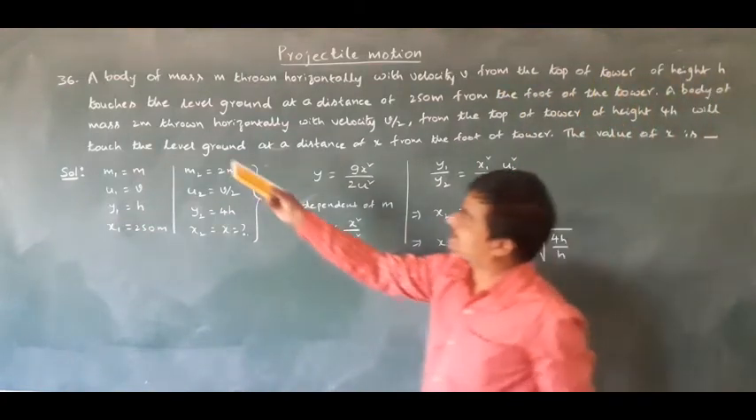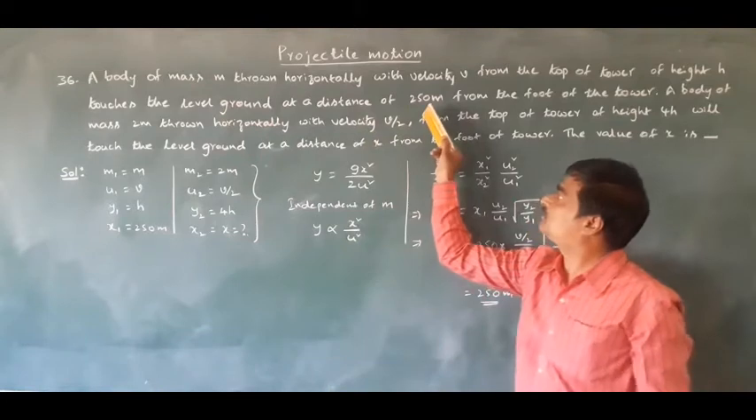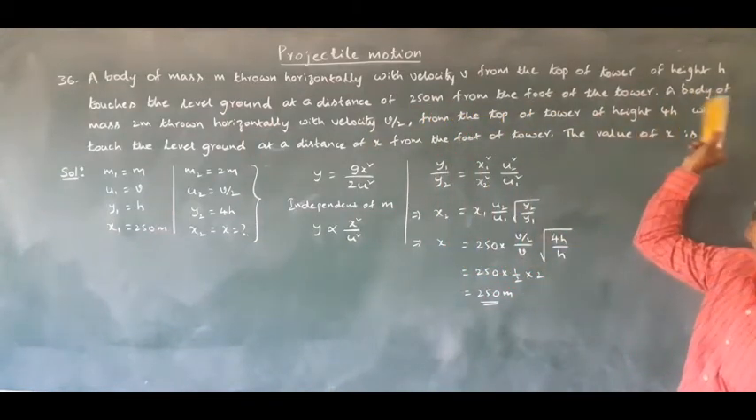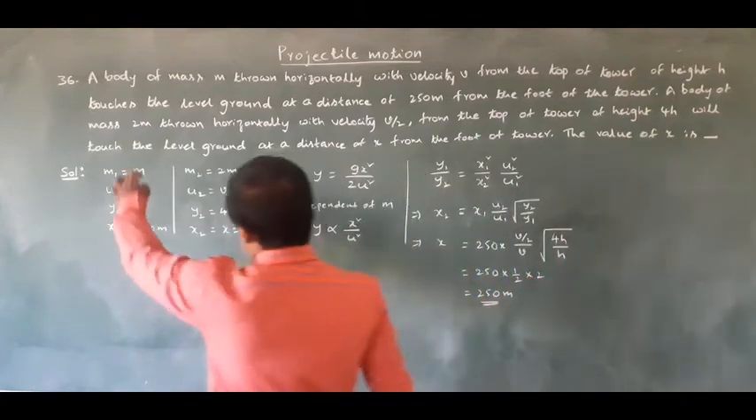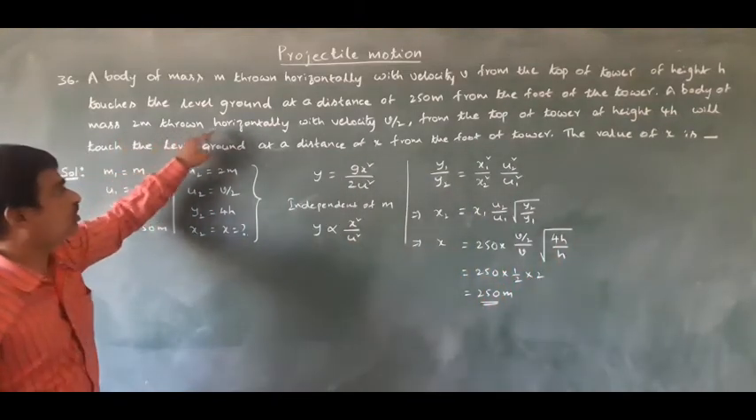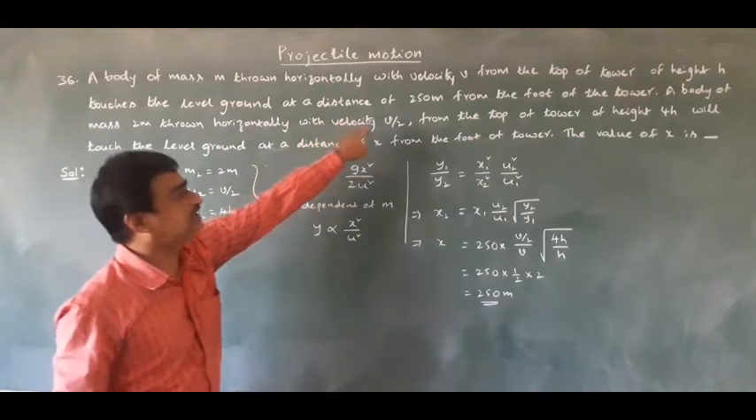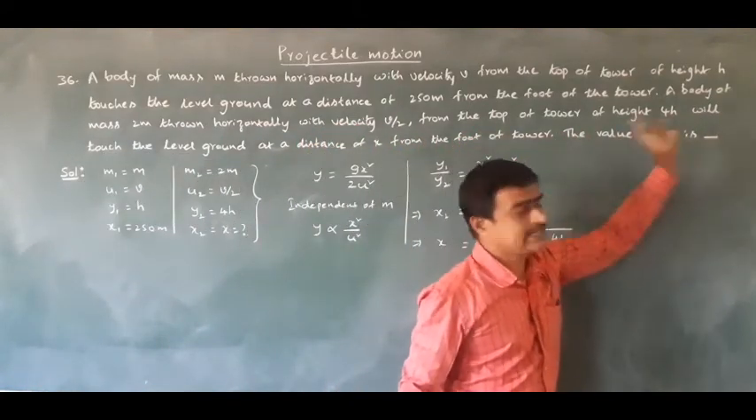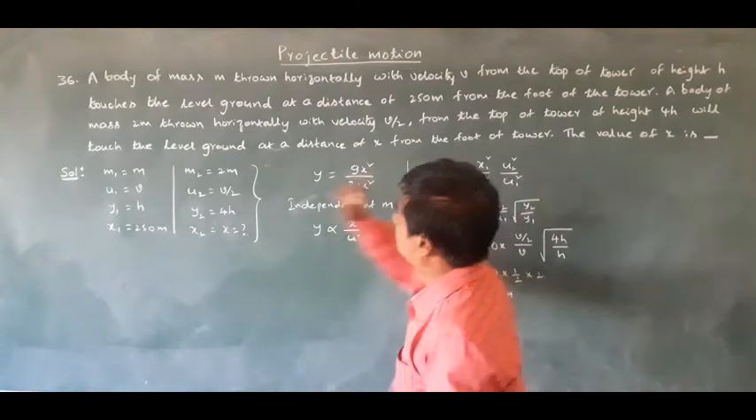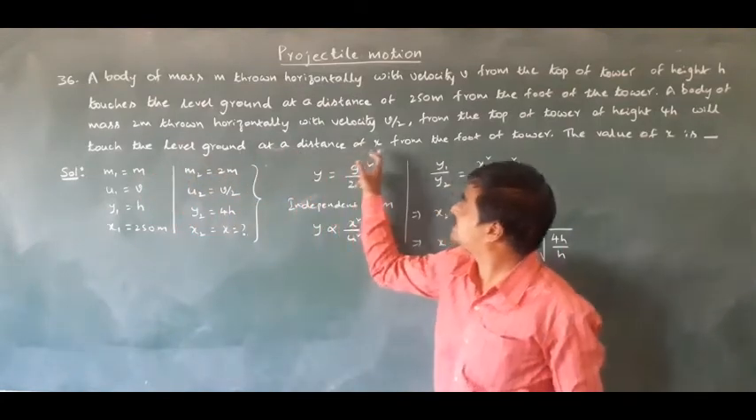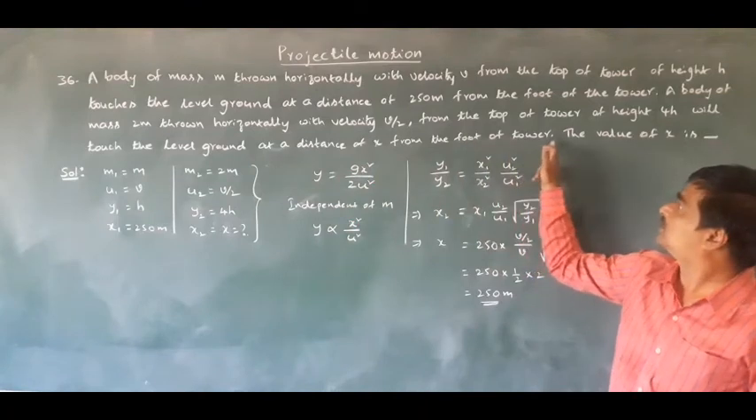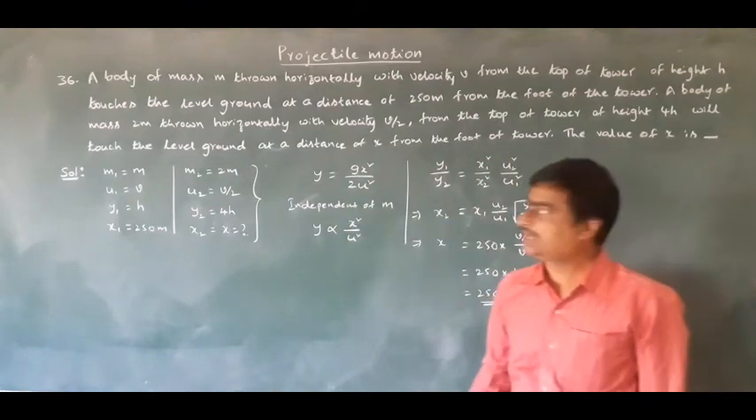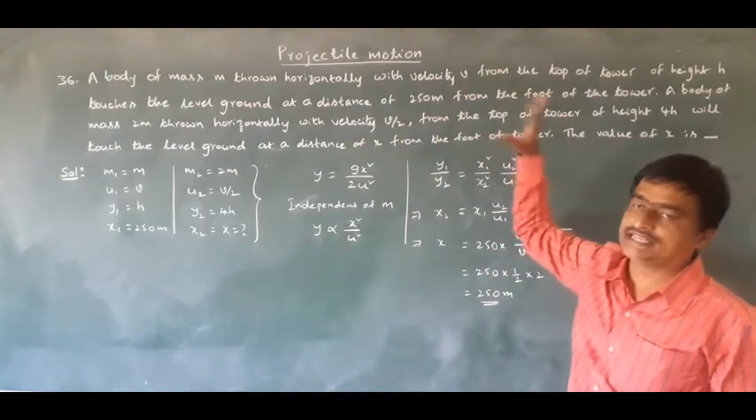h touches the level ground at a distance of 250 meters from the foot of the tower. Okay. A body of mass 2m, this is the second body, thrown horizontally with velocity v by 2 from the top of tower of height 4h will touch the level ground at a distance of x from the foot of the tower. Okay. The value of x is, okay, we are having two bodies here.